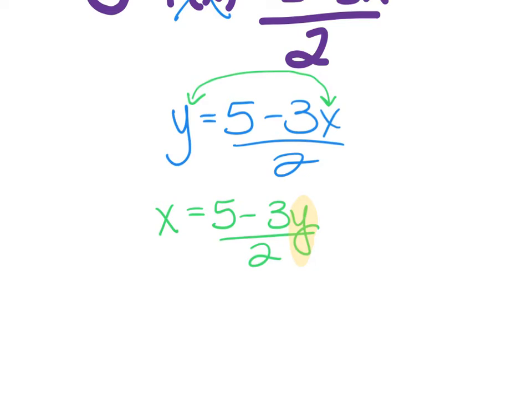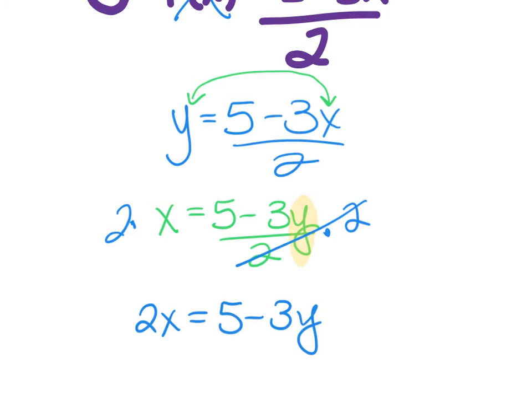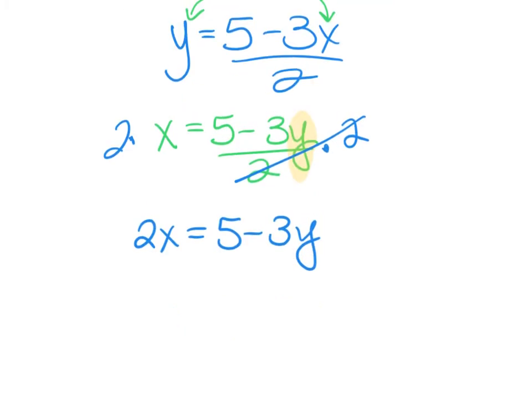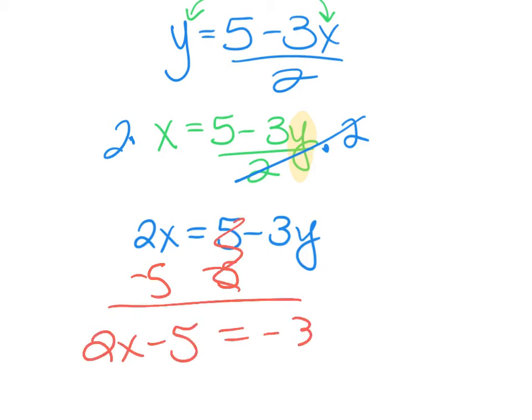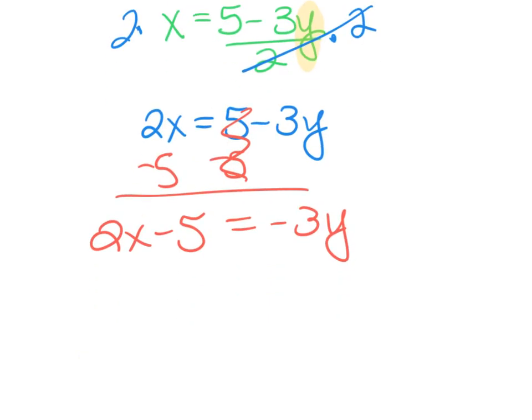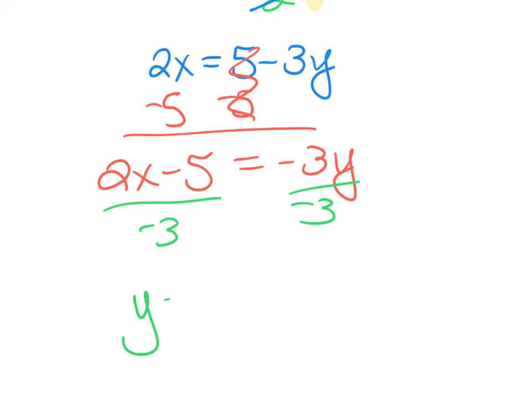How would I get y by itself now? What's the first thing I would do? Good. Multiply both sides by 2. So I have 2x equals 5 minus 3y. Then what? Subtract 5 from both sides. So I have 2x minus 5 equals -3y. Now what? Good. Divide by -3. So I end up with y equals (2x minus 5) divided by -3.